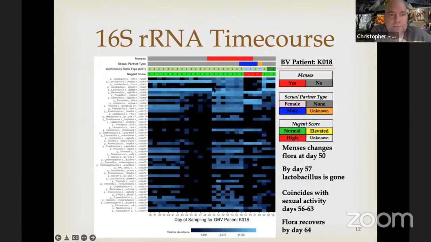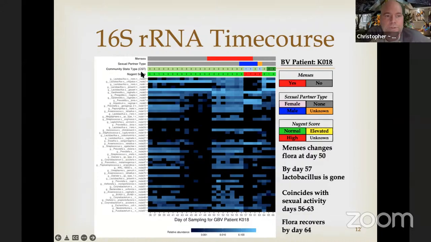She loses the dominance of Lactobacillus crispatus and Jensenii, and a number of other organisms start to come in and proliferate. And then continuing along, she reports sexual activity on day 56, after which suddenly her Lactobacillus is completely gone. And now the dominant organisms are Gardnerella vaginalis, which is a bacteria that's been implicated in bacterial vaginosis, along with Prevotella bivia and Atopobium vaginae and a few other organisms, Anaerococcus tetradius. And so she ends up at this point in a state of having BV.